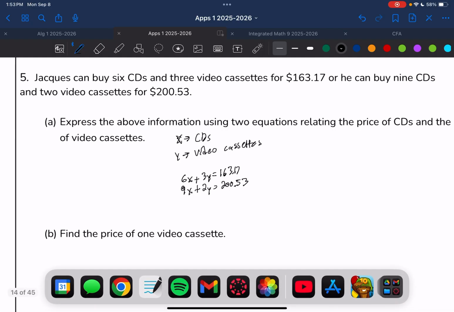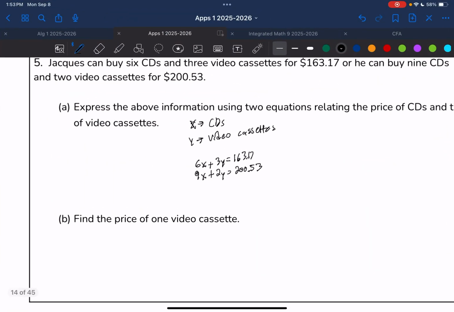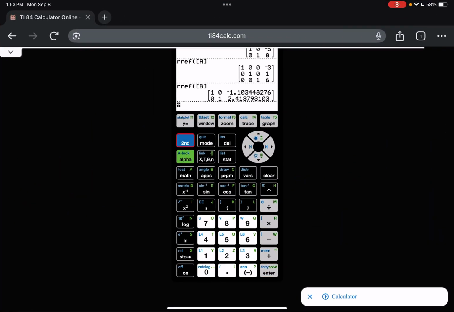And for this one, I'm just going to do that using our matrix. So I'm going to use this matrix. I'm going to say 6, 3, 163.17, 9, 2, 200.53. And then I'm going to plug those into my calculator.